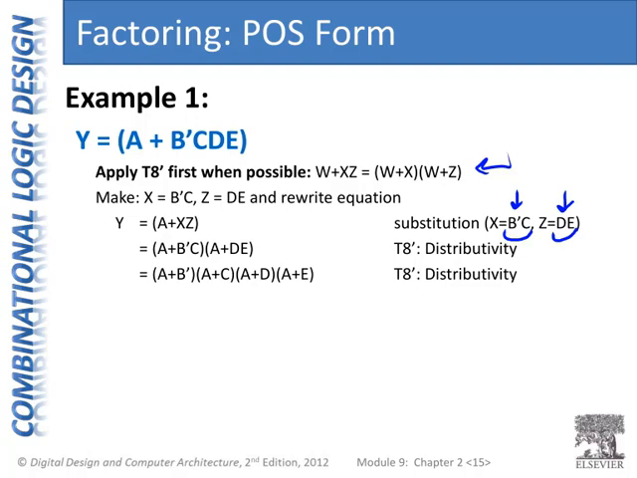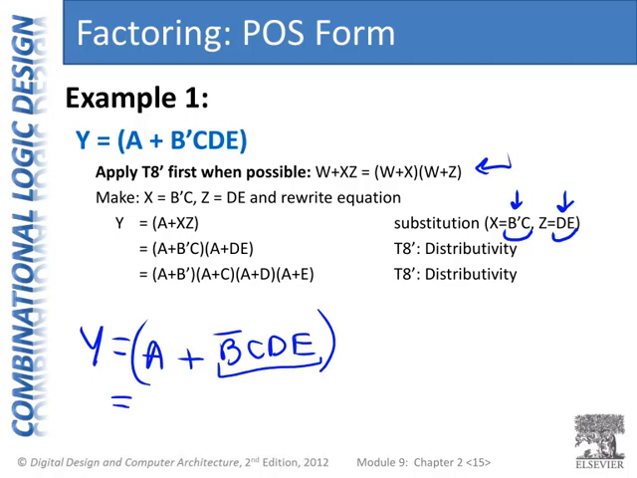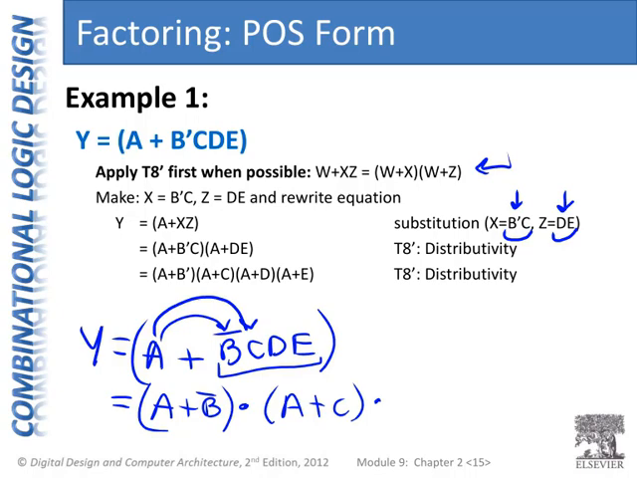And once you've seen this, you may realize that you can go directly from Y equals A or B bar C and D E, and distribute across that entire term and turn that into A or B bar, and A or C, and A or D, and A or E.